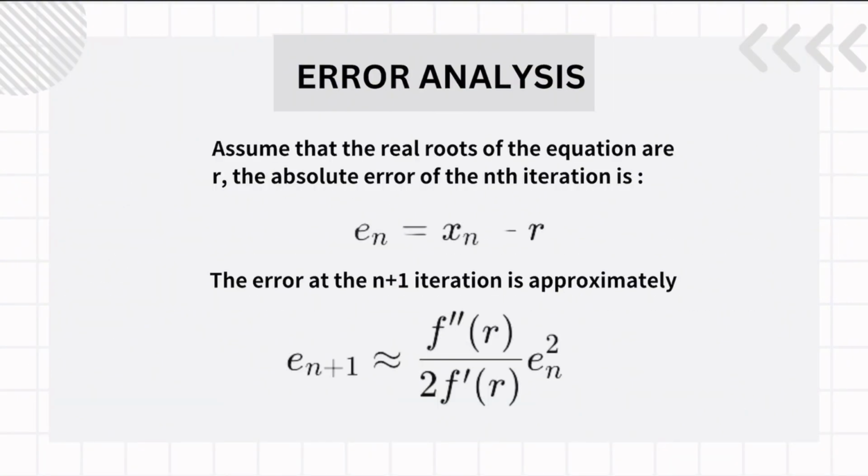Finally, let's briefly discuss the error analysis of Newton's method. Assume the true root of the equation is r. The absolute error at the nth iteration is En = xn - r. The error at the next iteration En+1 is approximately proportional to the square of the current error, like the picture.